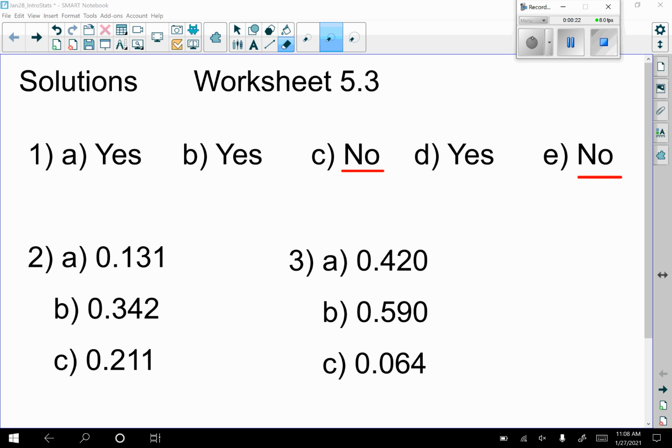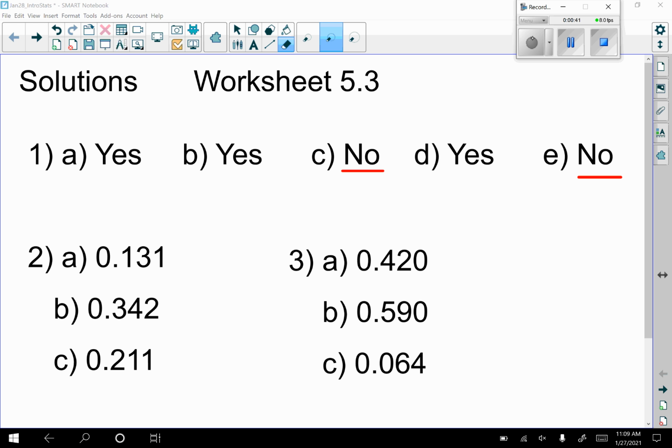B, tossing a coin 100 times to see how many heads occur, yes, because there's only two outcomes, heads or tails. C, asking 1,000 people which brand of cigarettes they smoke, no, because we're not just going to get two answers or something that could be simplified to two answers. There could be a total of maybe 4 brands that come up as answers.